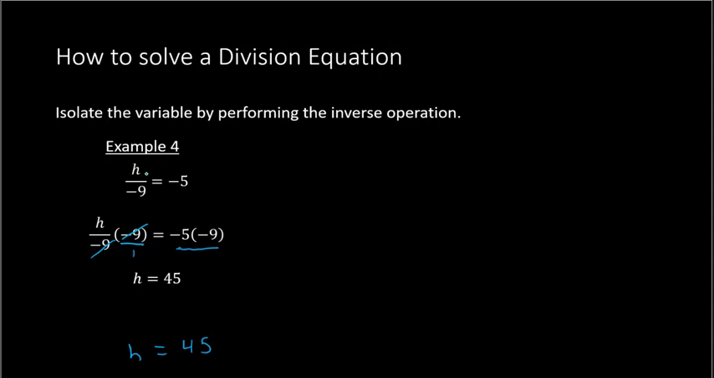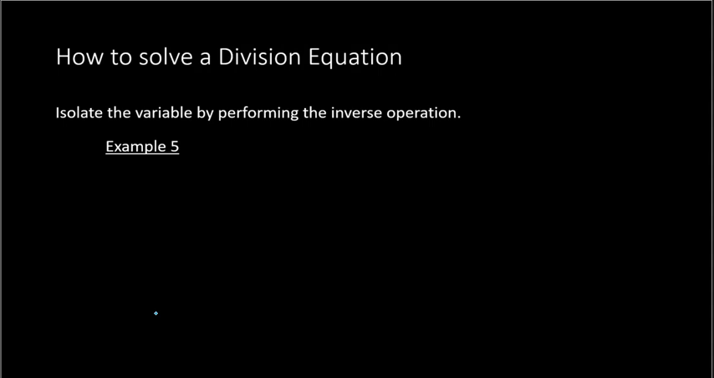And we can check our answer by plugging 45 back in for h into the original equation, where now we have 45 divided by negative 9 equals negative 5. That is a true statement, which means that we do have the correct answer. H is indeed equal to 45.